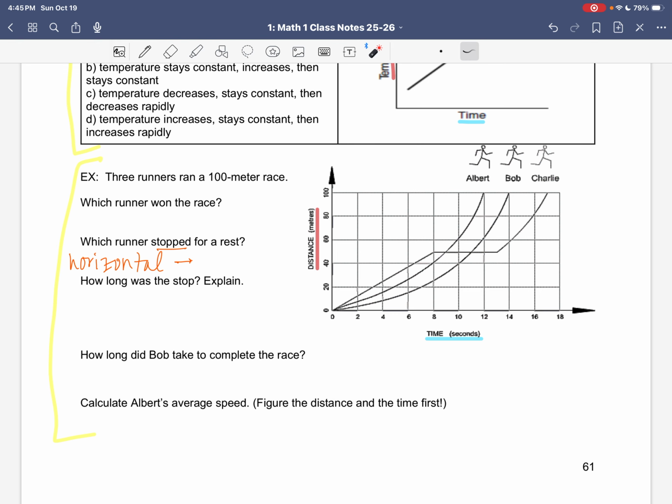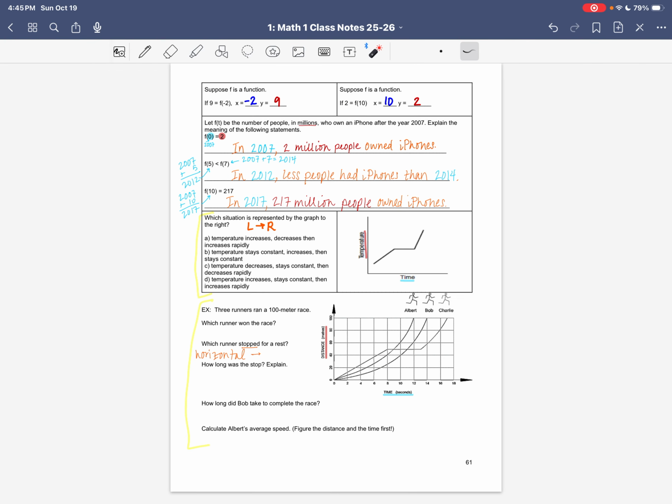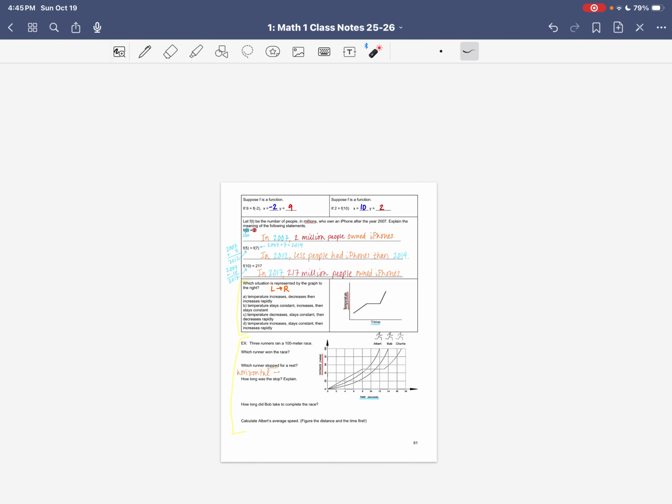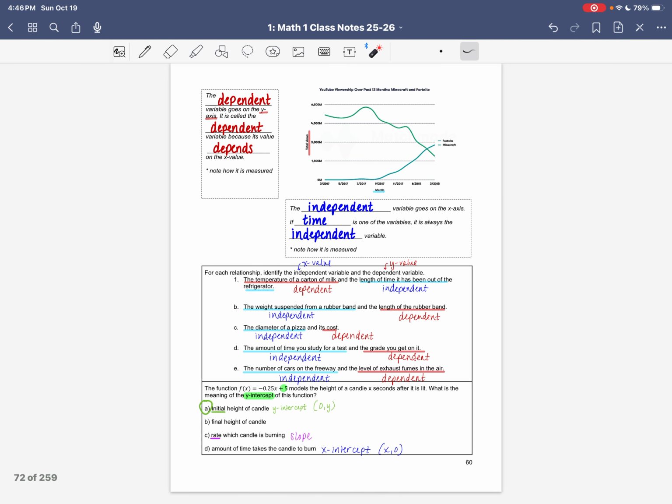So you're going to answer this question of who stopped, and then how long was the stop. So again, you're going to look to see how many seconds, and then how long did Bob take to complete the race. So you're going to find Bob up here, and you're going to look to see he took 14 seconds to finish. And then it says to calculate Albert's average speed. So figure the distance and time first, and then once you get that, you're able to figure out his average speed. So we'll go over those as needed, but I want you to try these last two on your own using the information from the graph.